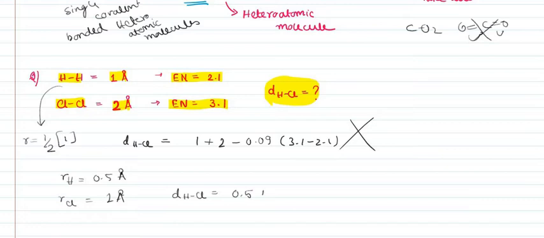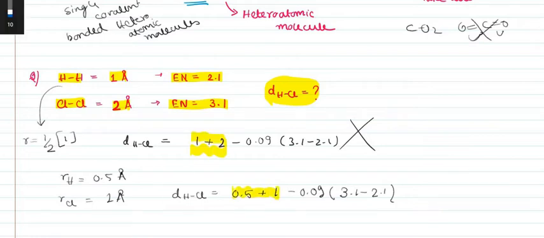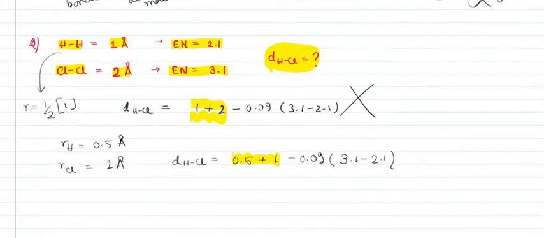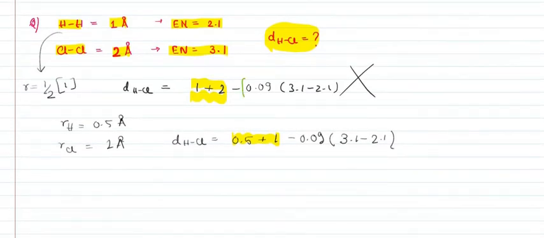0.5 plus 1 minus 0.09 into difference 3.1 minus 2.1. Okay, now always remember that this should be in angstrom. Whatever you put here, this should be in angstrom, otherwise it will not work. This formula will not work. This is only calibrated for angstrom. This number will change if anything else is used.